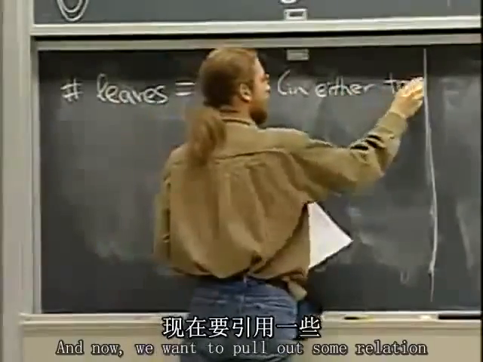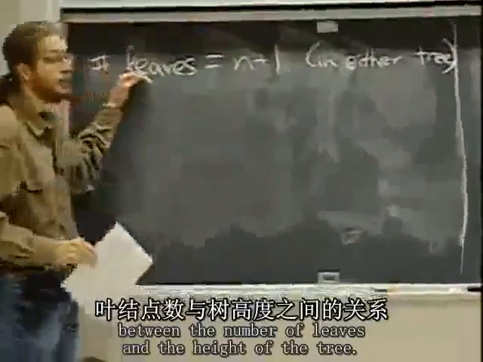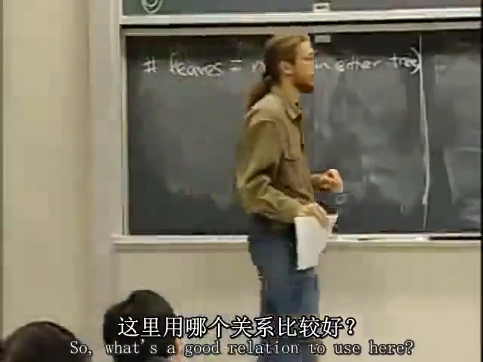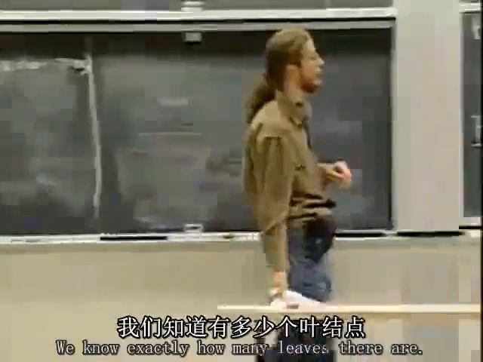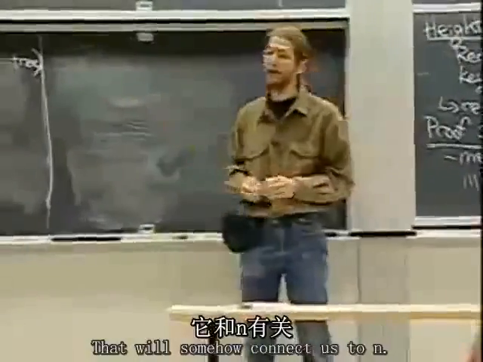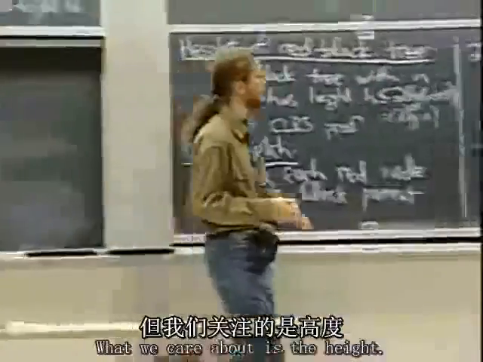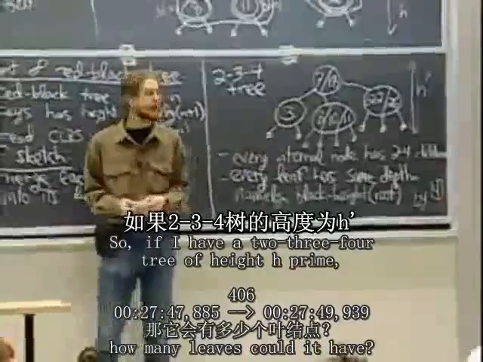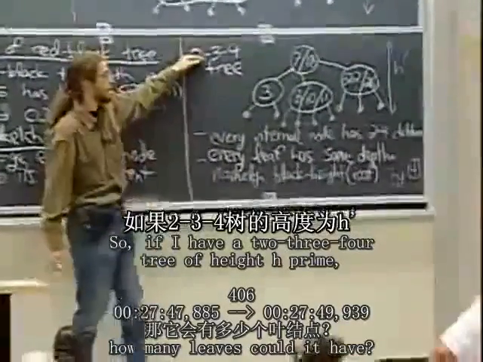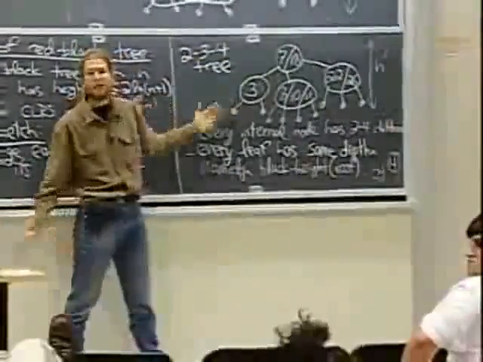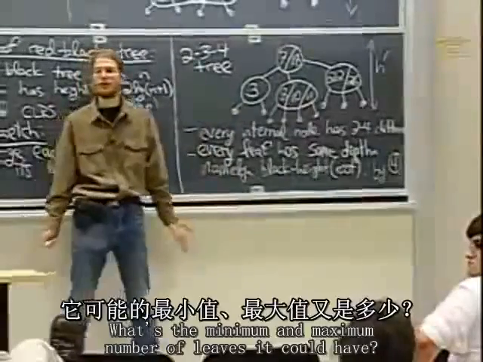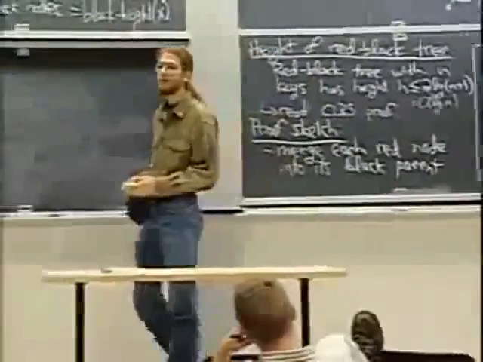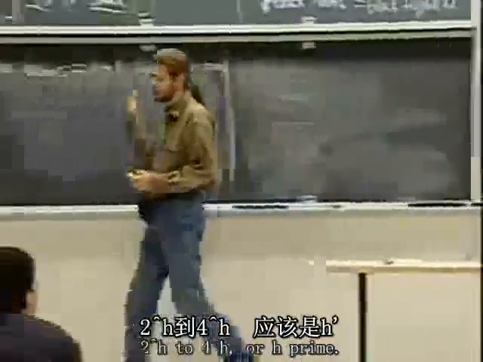And now we want to pull out some relation between the number of leaves and the height of a tree. So what's a good relation to use here? We know exactly how many leaves there are. That will somehow connect us to n. And what we care about is the height. Let's look at the height of this tree. So if I have a 2, 3, 4 tree of height h prime, how many leaves could it have? What's the minimum and maximum number of leaves it could have? 2 to the h prime to 4 to the h prime.